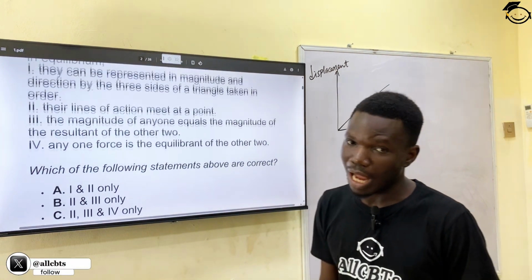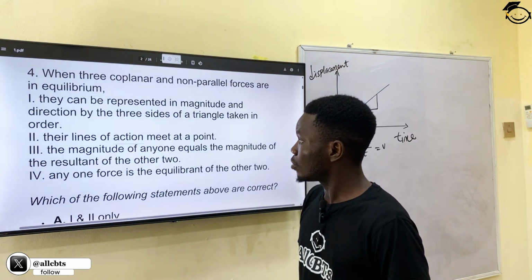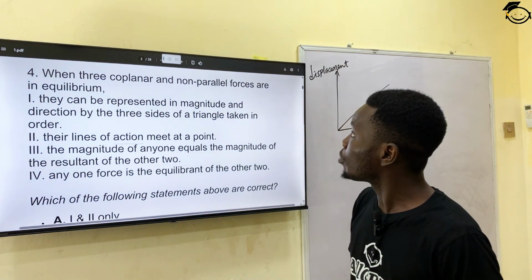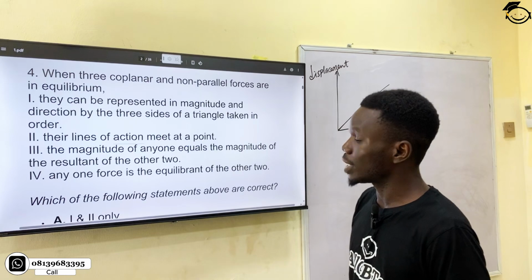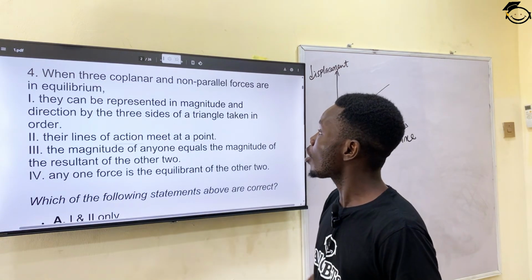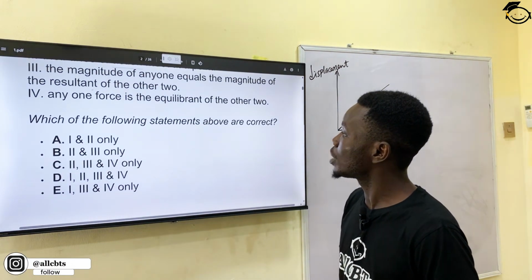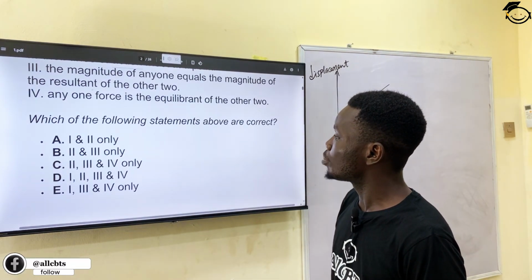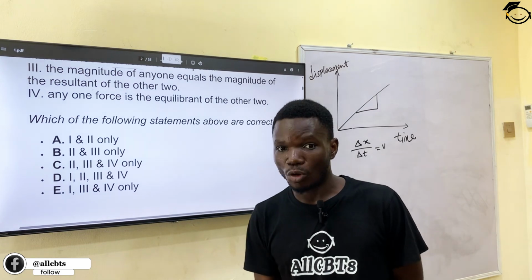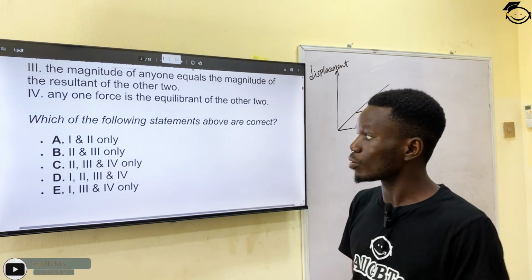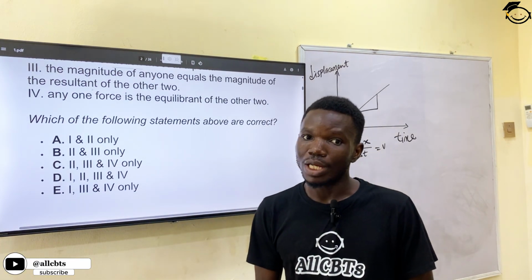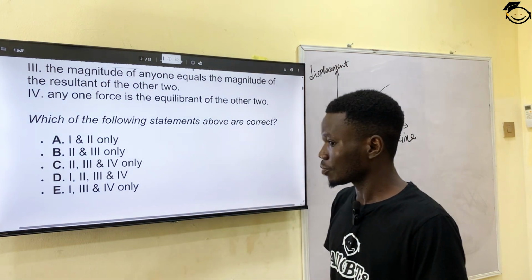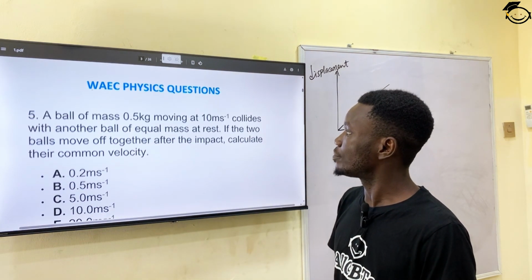All the statements are correct. Looking at all the statements, for a body to be in equilibrium, all of these statements are correct. So let's look at our options that involve all of these statements being correct, and that is option D, which says Roman figure 1, Roman figure 2, Roman figure 3, and Roman figure 4 are correct. So that takes us to the next question, which is question number 5.